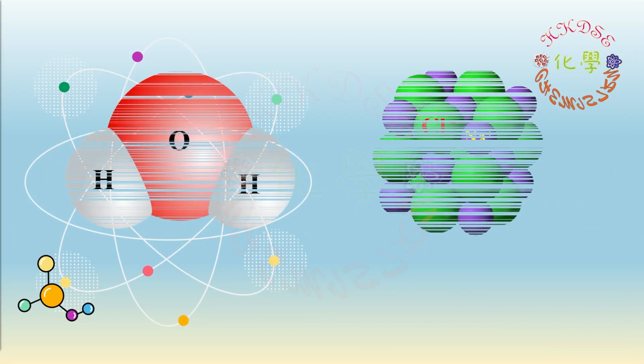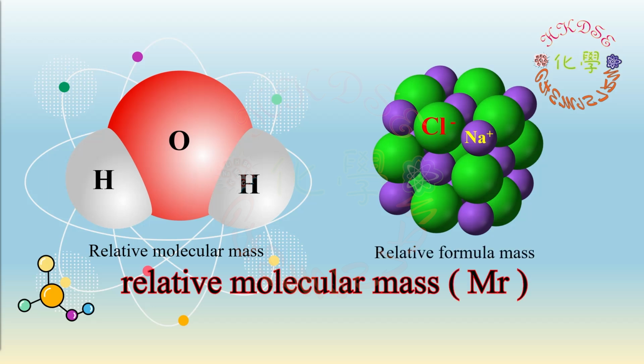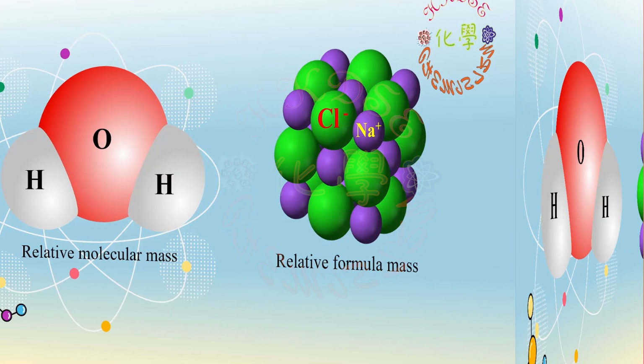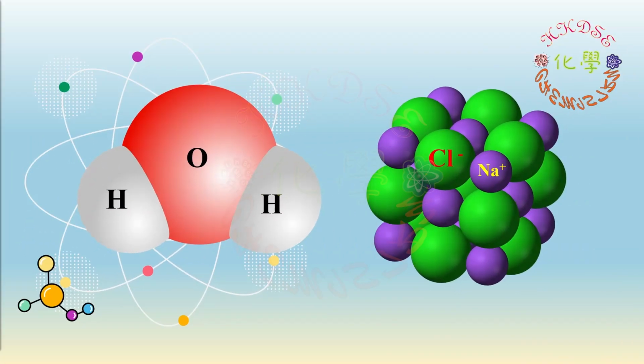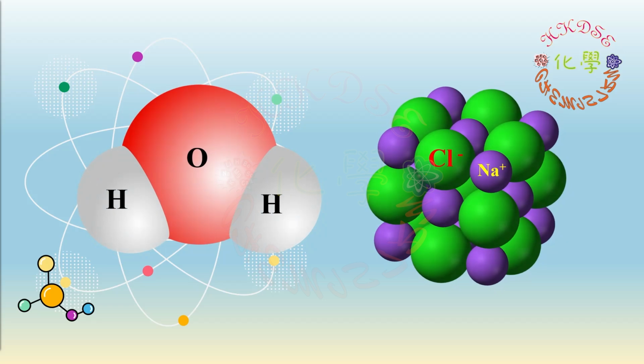But what if we want to find the average mass of an entire compound, which will obviously have more than one type of element? For example, water and sodium chloride, that would be relative molecular mass, or relative formula mass, otherwise known as RFM. So we're going to talk about the differences between all those different terms, and make sure that you can calculate it by the end of this video.